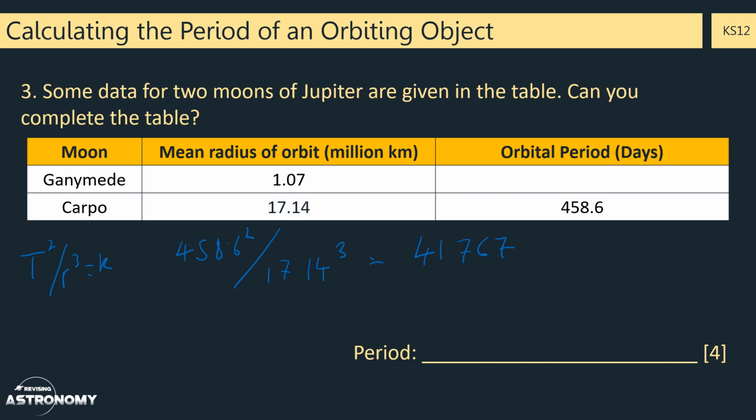41.767 approximately. Therefore we know that for Ganymede, T squared, which is what we're trying to find out, divided by r cubed, 1.07 cubed, equals the same constant, 41.767. To bring 1.07 cubed to this side, we just multiply it, so T squared is equivalent to 51.16. To get T, we literally need to square root that, which gives us 7.15. So the orbital period of Ganymede is 7.15 days, because it's the same unit as in the table.